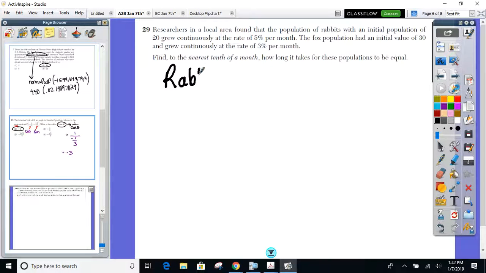All right, so we've got the rabbits and we've got the foxes. But there's a key term up here that tells me what equation I need to use. Take a look. They grew continuously. If you look on your formula sheet that you're not given, you will see what formula I need anytime something is growing or compounded continuously.